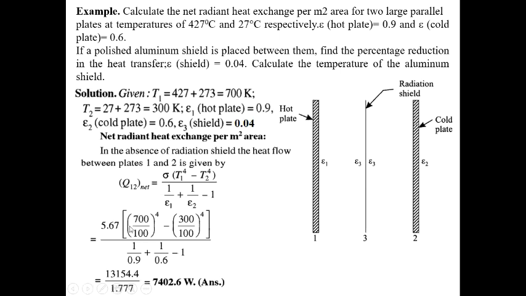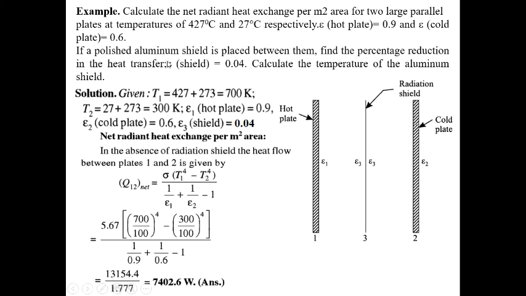So it will be easier to calculate. For this reason, sometimes we just divide by 100 to the power 4, because 10 to the power minus 8 equals 1 by 100 to the power 4. Okay. So 5.67 into (700 by 100 to the power 4 minus 300 by 100 to the power 4). So if we solve, we get 7402.6 watt. So this is when there will be no shield used. So this is the first part.